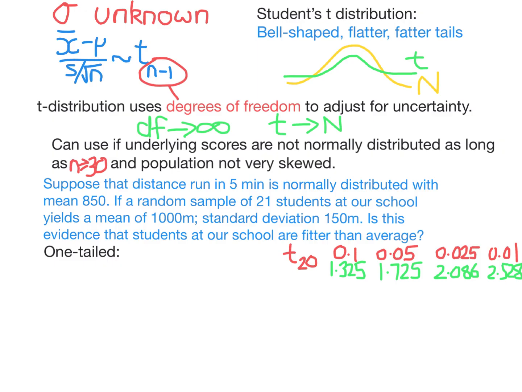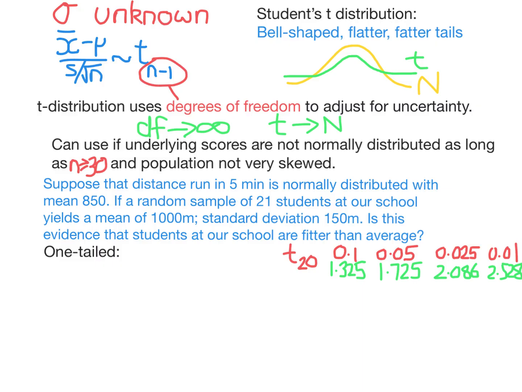It looks kind of like the normal distribution. It's bell-shaped, but it has fatter tails, so more probability in the tails and less in the center. And that's to account for the uncertainty. See, here we're going to use S, the sample standard deviation, rather than the population. This here introduces uncertainty because S can change from sample to sample, but sigma, the population, won't change from sample to sample.